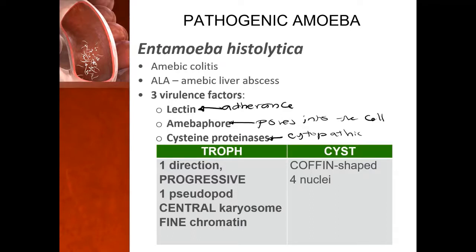Okay, so remember the three virulence factors of your Entamoeba histolytica. We have the lectin for adherence, amoebapore to produce pores in the cell, and cysteine proteinases, a cytopathic enzyme. As a distinguishing characteristic, your Entamoeba histolytica has a trophozoite which moves in one direction, which is progressive. It contains one pseudopod, a central karyosome, and fine chromatoidal bodies. While the cystic stage has 4 nuclei that are coffin-shaped.